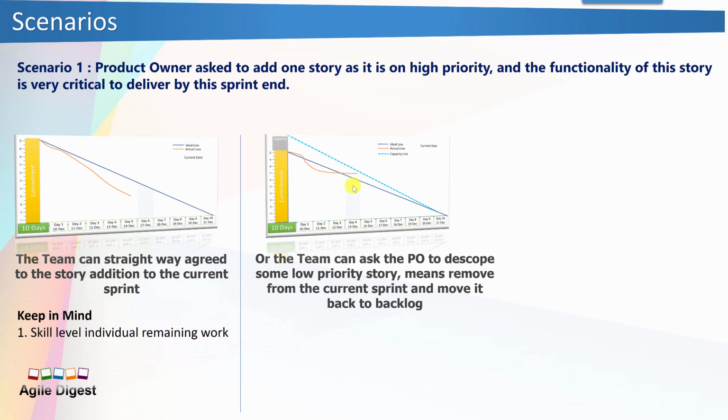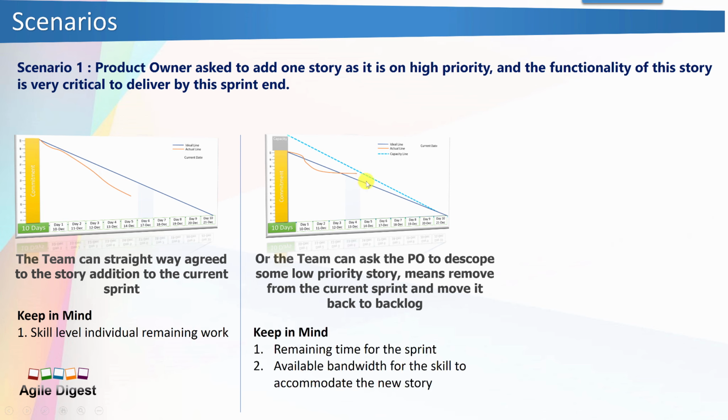But if it is a business critical user story and it has to go, then we can request our product owner to identify some low priority story that is committed, and we can descope that if we have not started working on it. So those are the cases where you can accommodate the new high priority story by descoping some low priority story, because in this particular case you are above this line.